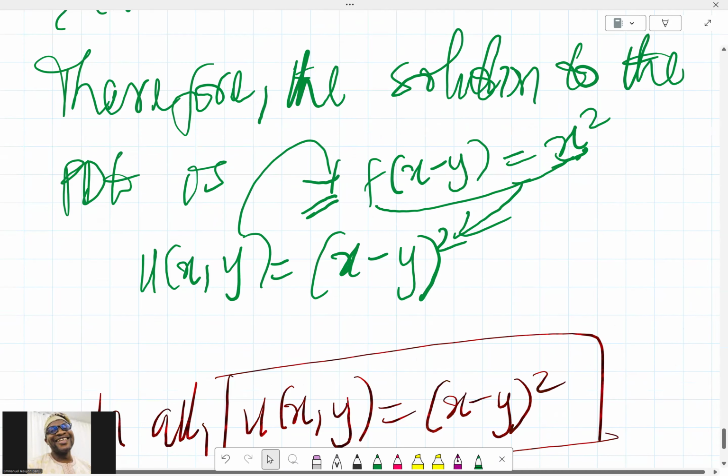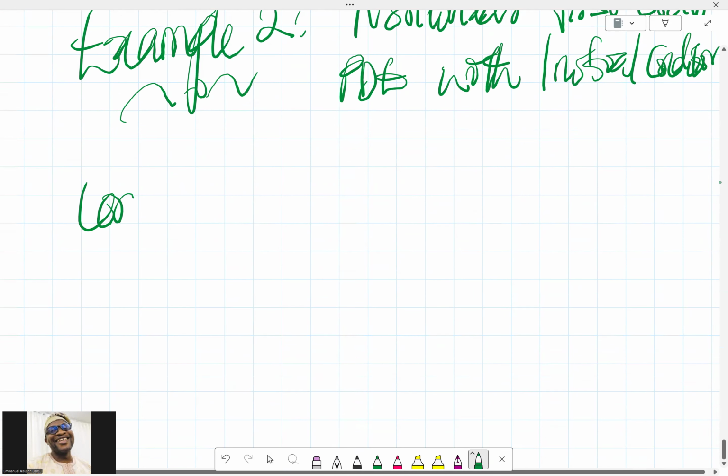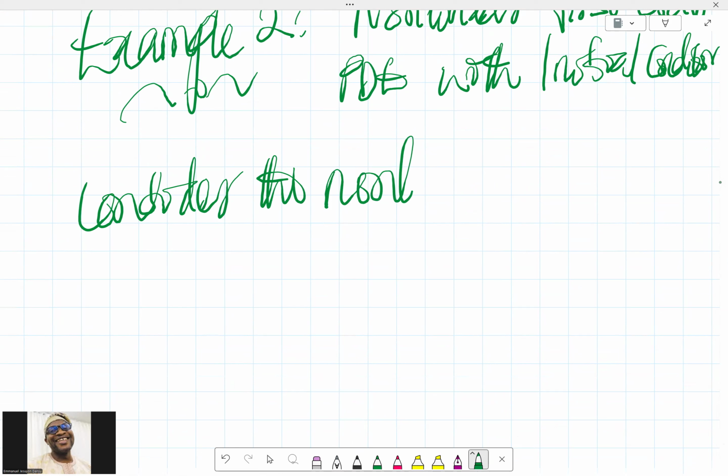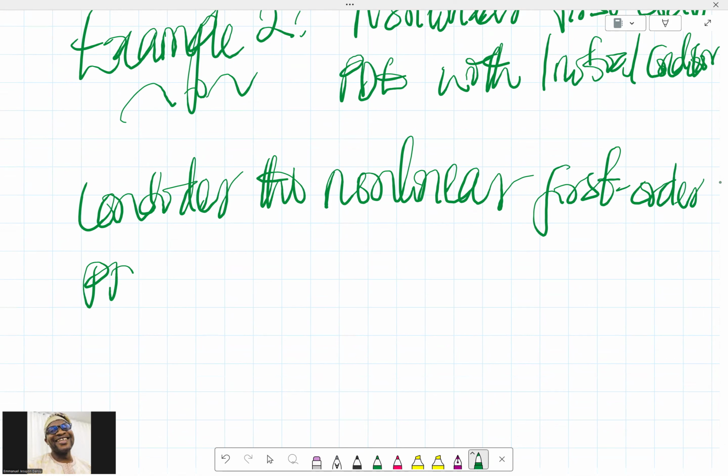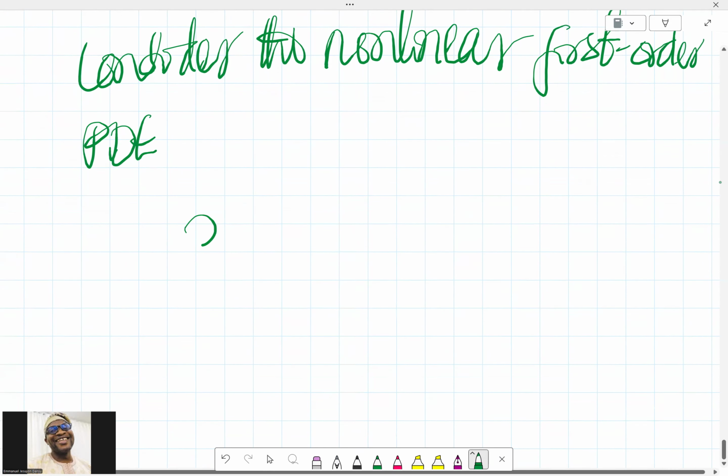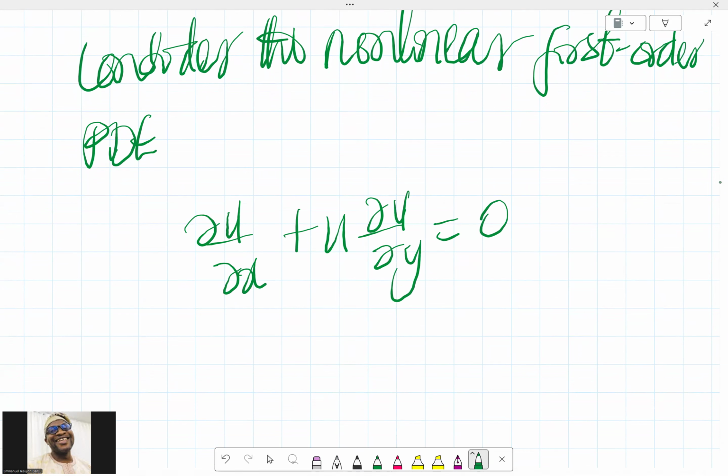Okay, so consider the nonlinear first order PDE, which is partial u partial x plus u partial u partial y equals 0. So this is what clearly makes it nonlinear, because we have a dependent variable u multiplied by a derivative of the dependent variable, that's partial u partial y. So that makes it nonlinear.